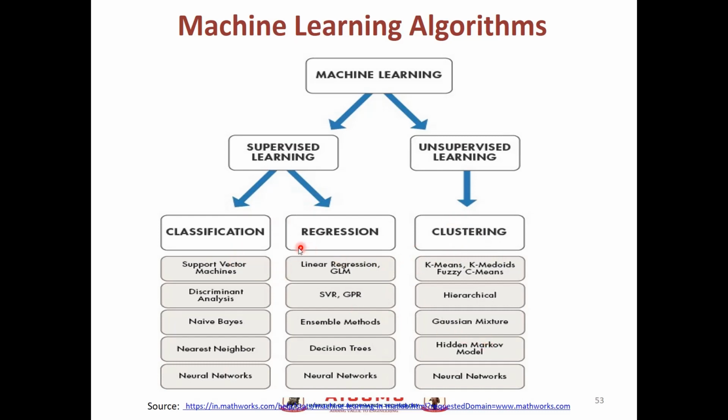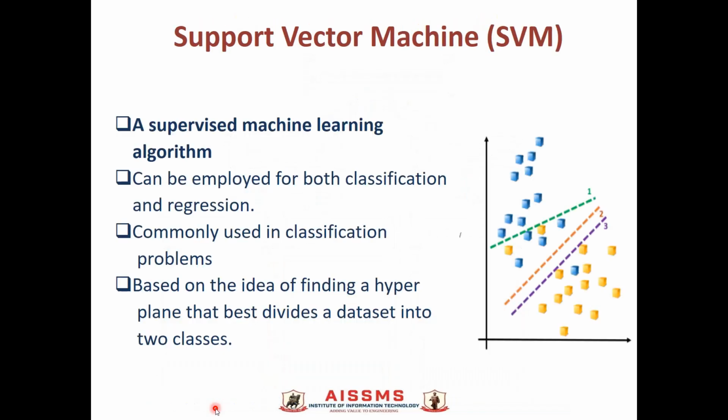As far as classification is concerned, there are various algorithms available for classification tasks like support vector machine, discriminant analysis, naive Bayes, nearest neighbors and neural networks. So support vector machine is one of the supervised machine learning algorithms which is used for classification. It can be employed for both classification and regression, but it is most commonly used for classification problems.